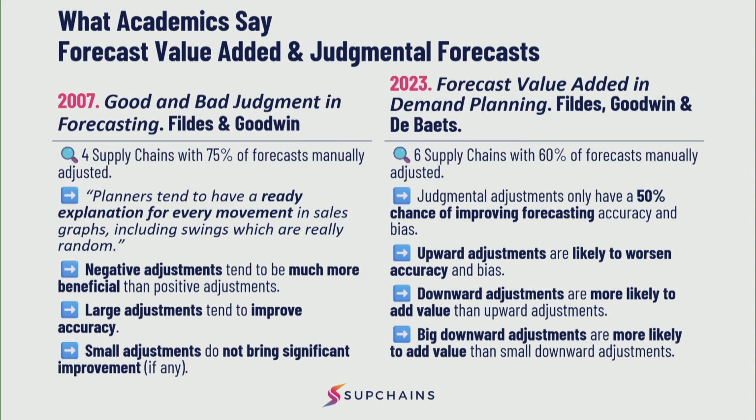But what we see is planners like to do a lot of small adjustments, and small adjustments don't add value. And on top of that, it seems that people are very optimistic, and they like to increase the forecast. And when they increase the forecast, the likelihood that this adds value is very low. Now, when they decrease the forecast, the likelihood this adds value is higher.